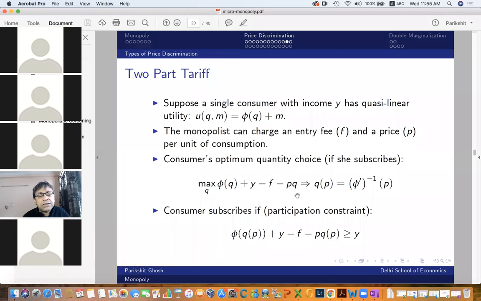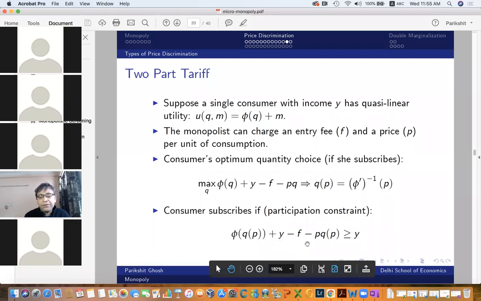Now, once somebody becomes a member, their choice of quantity Q is obtained from this maximization problem. Pretty straightforward consumer optimization, like we have done in the very first module, with quasi-linear utility, Y minus F minus pQ, which is basically M, how much money you're left with after buying this good, which you can spend on other goods. So you maximize this, and that gives you the demand function of the consumer as a function of unit price.